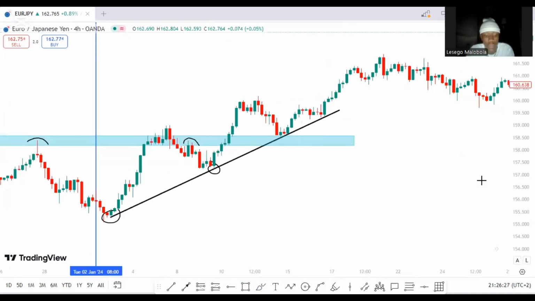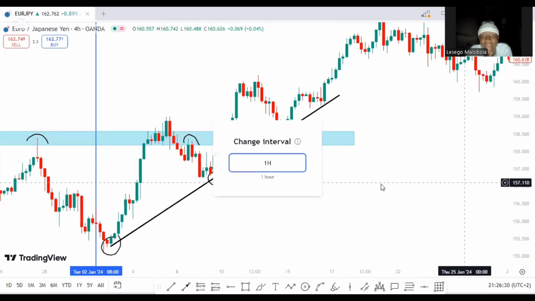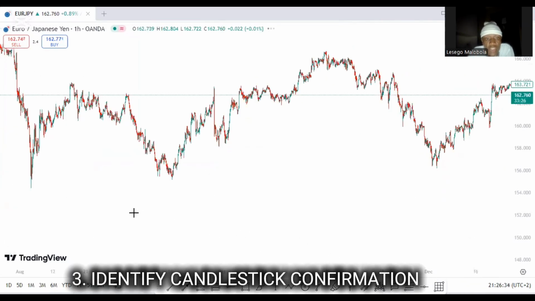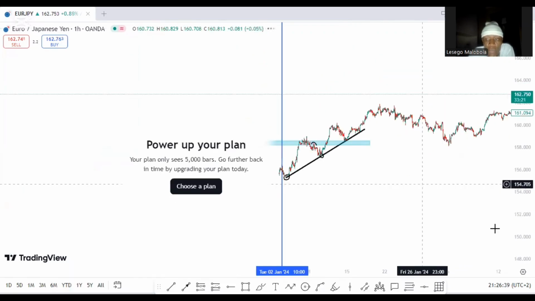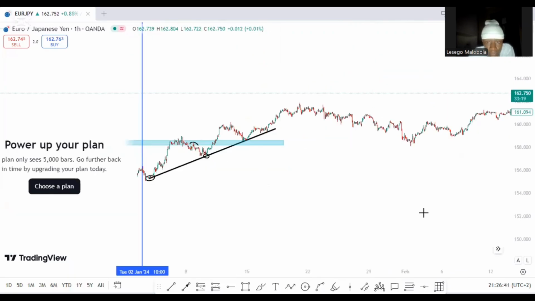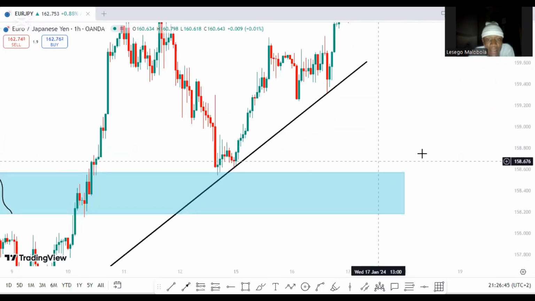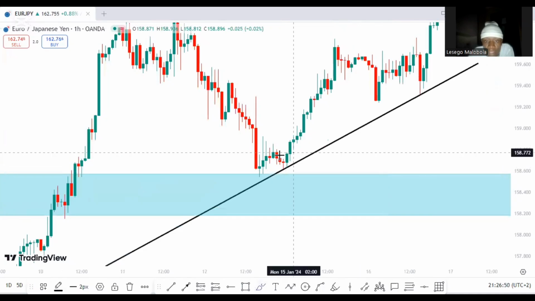Seeing that, now I'm going to go on the 1 hour time frame to see if we can find any candlestick confirmation. So let's do that. If we go to the 1 hour time frame, we can see that we have something. We have a bullish engulfing candlestick.